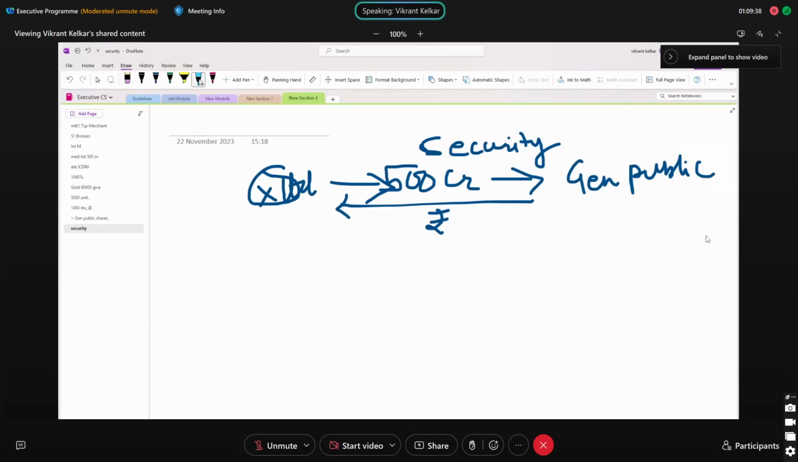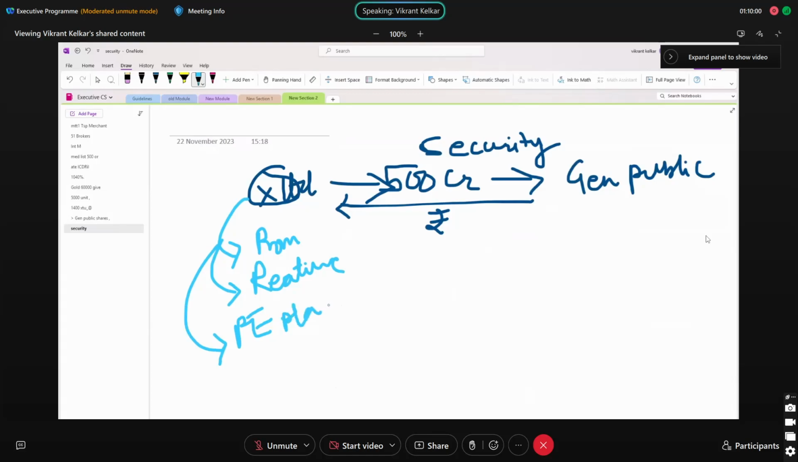When we are talking about X Limited, we assume that there are certain promoters of X Limited. There might be certain relatives and other friends who have contributed in the beginning for the company's growth and development. There might be certain private equity players who have contributed out of their own pocket to X Limited. Can there be such already existing holders of X Limited?